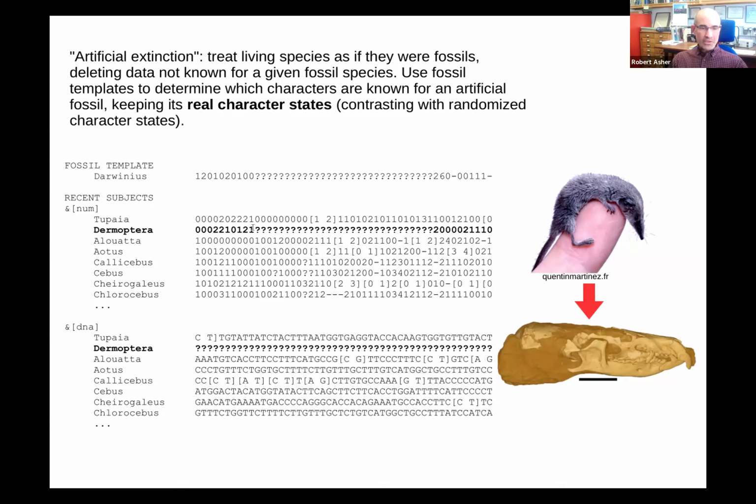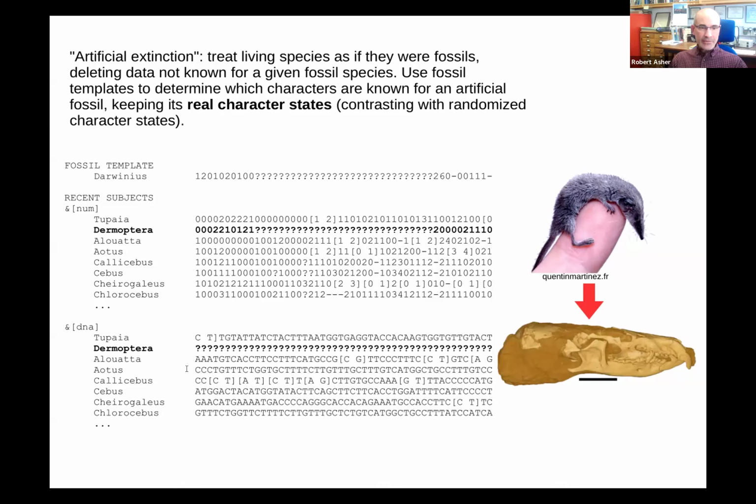If we're going to treat this as an artificial fossil, we retain, of course, the real anatomy of a flying lemur, with all those zeros, twos, and ones here. We have a bunch of question marks, which corresponds to the fossil template here, and then the real character states over here. And of course, the dermopteran, if we're treating it as a fossil, has no DNA, so we just replace all the DNA it would otherwise have had with question marks. And you go through each one of these living subject or recent subject taxa. You do a couple of New World monkeys here. Here's a lemur from Madagascar, et cetera.